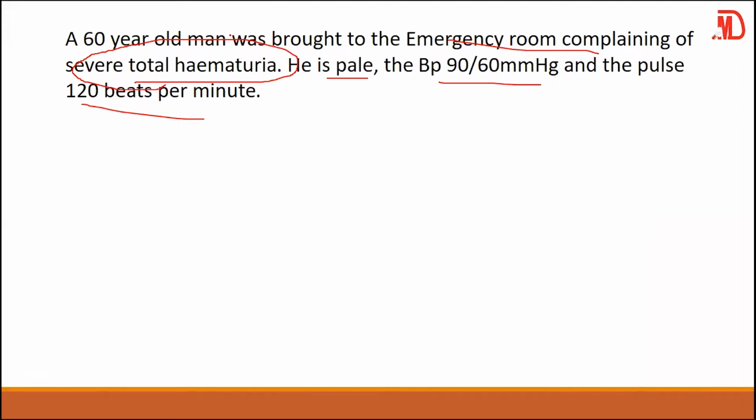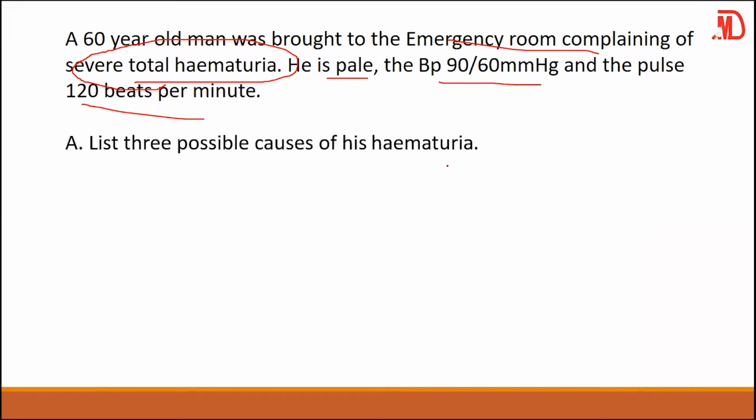So what comes to your mind? You need to have a high index of suspicion, so you have to have a lot of differentials in your head. List 3 possible causes of his hematuria. We can have, one, urologic trauma. That means trauma to the kidney, the urethra, the ureters, and even the bladder. Every single part of the urinary system can have trauma, so you need to rule them out or rule them in.